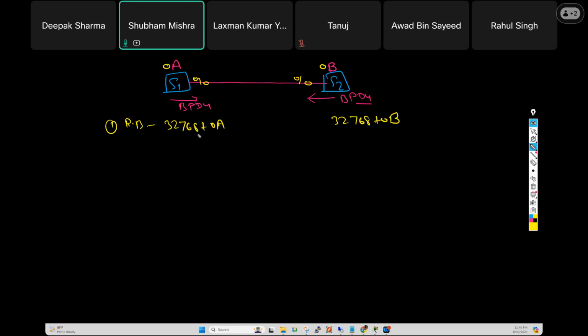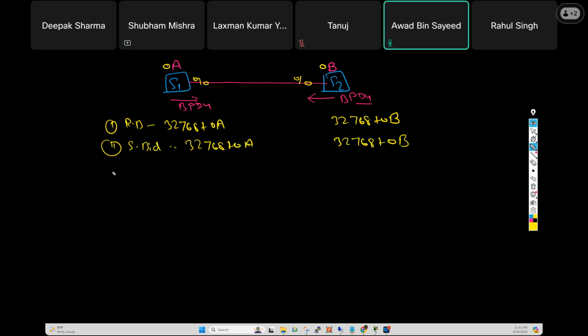You know na everyone? Now, after root bridge ID, what is the sender bridge ID? 32768 plus 0A, because who is sending the BPDU? Switch number 1 is sending, right? So switch number 1's bridge ID. And here, what is the sender bridge ID? 32768 plus 0B. Yes or no? Everyone tell me.